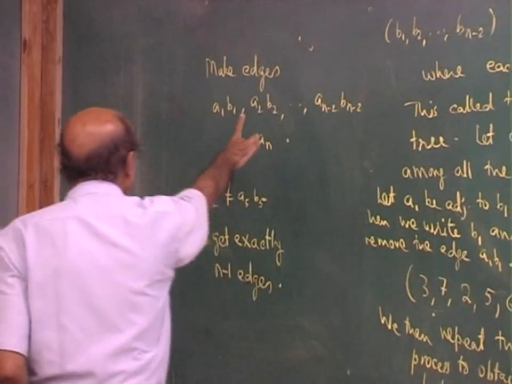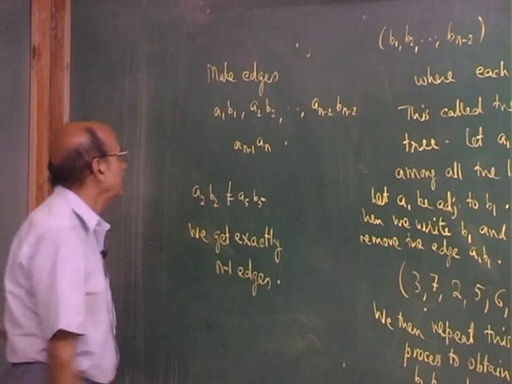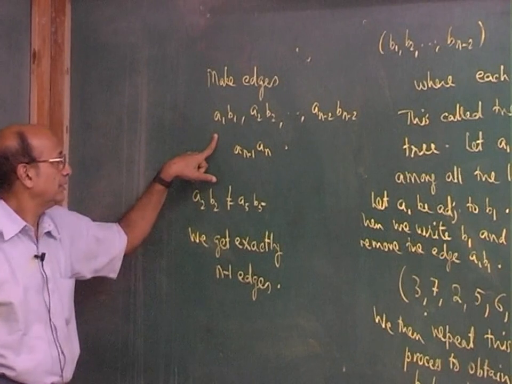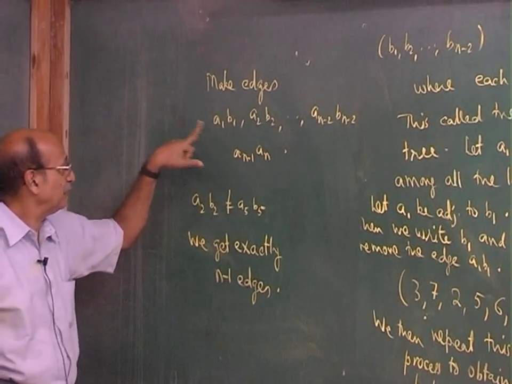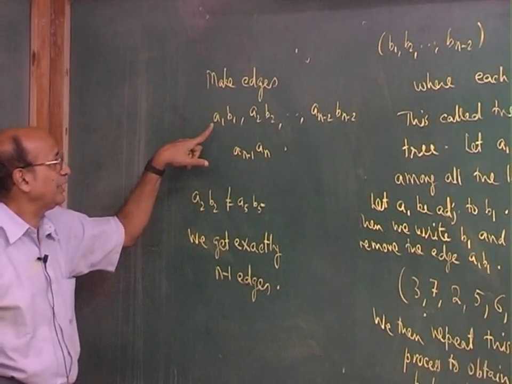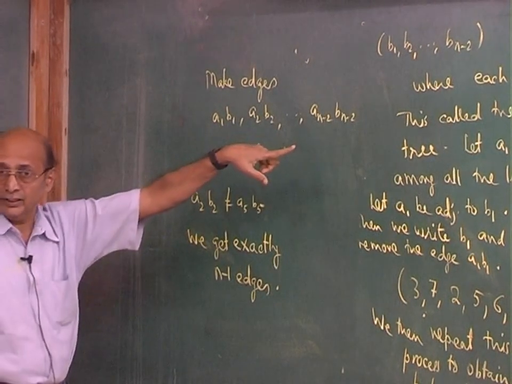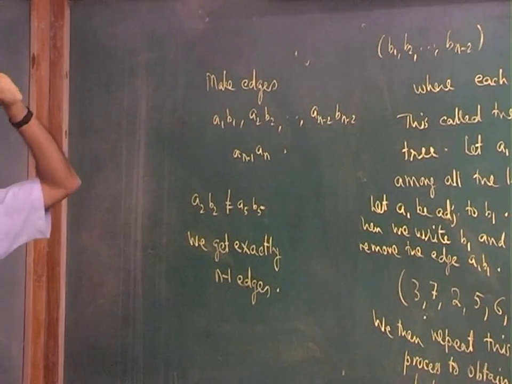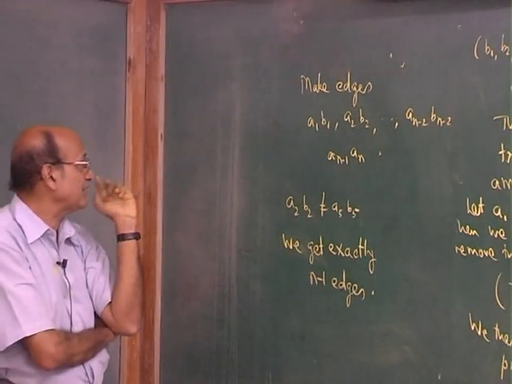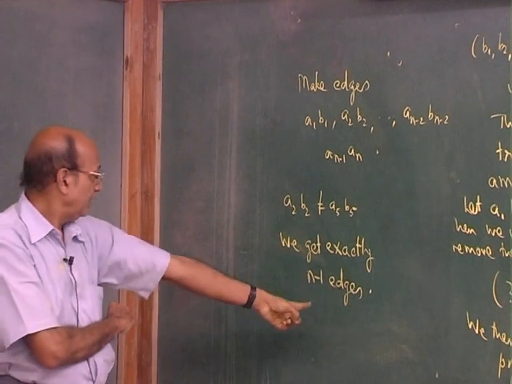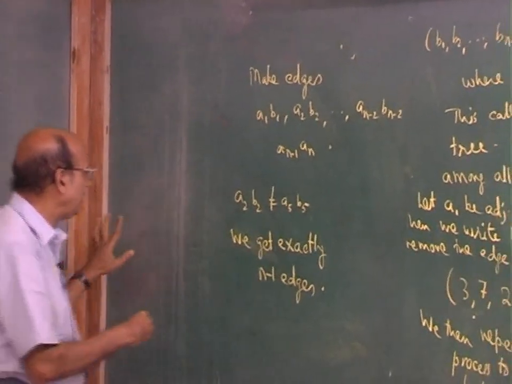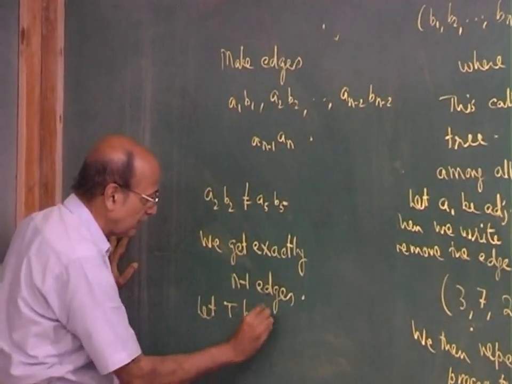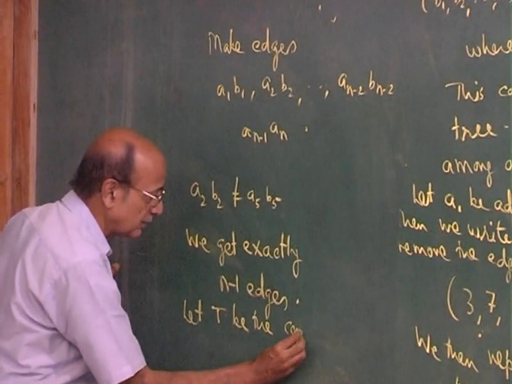So you get n minus 1 edges. Now look at this vertex A1. By definition, the way this is constructed, all the A's are different. A1 is not equal to B1, B2 up to Bn minus 2. Okay? What that means is the degree of A1, so let T be the constructed graph.